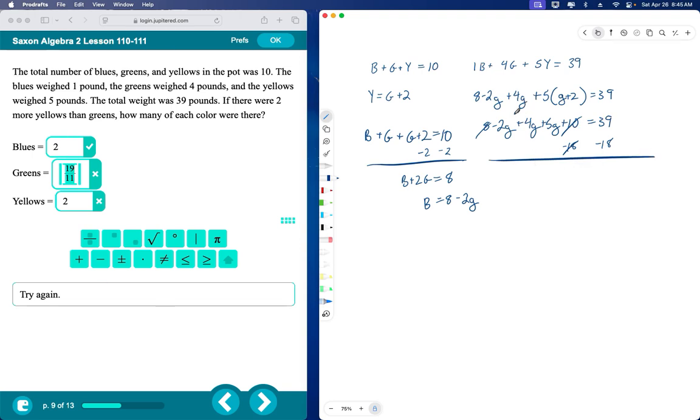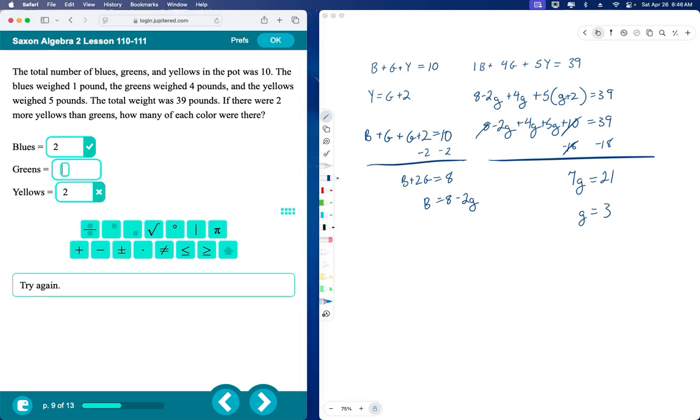So I have negative 2g. I also wrote that down wrong. Negative 2g, so that's going to be 2 plus 5. That's going to be 7. So 7g is equal to 21. That's going to give me g is equal to 3. Okay, so now if I go in here, 3, take that one out.